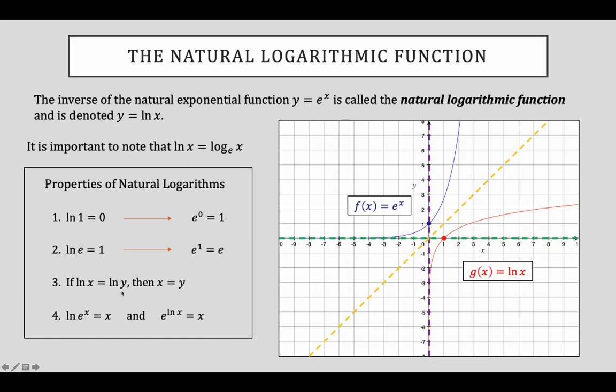If ln of x equals ln of y, then x must equal y. Here I have two logarithmic quantities set equal to each other. If they are equal, the quantities inside of the logs must be equal. That was our one-to-one property. And ln of e to the x is equal to x, and e to the ln of x is equal to x. Those were our inverse properties as well. All right, so four properties of logarithms that you guys have already seen, now just being applied to our natural logarithm, y equals ln of x.